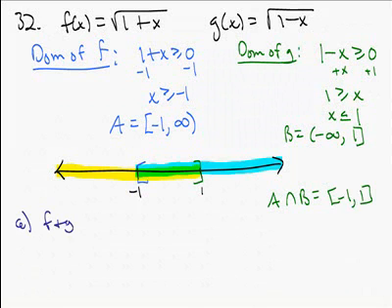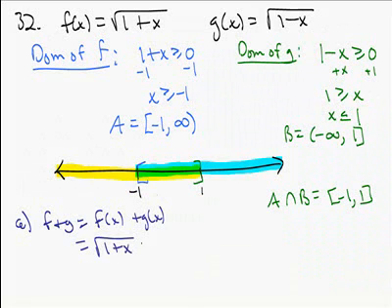We want f plus g, a new function f plus g. Well, our formula says that's just going to be f of x plus g of x. And so we're just going to take the formula for f, it's the square root of 1 plus x, plus the formula for g, it's the square root of 1 minus x, and that's it. We can't combine those two terms. So there's our formula. The domain is, like we said, A intersect B. It's -1 to 1.